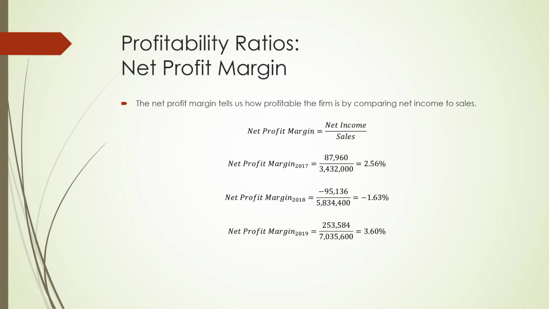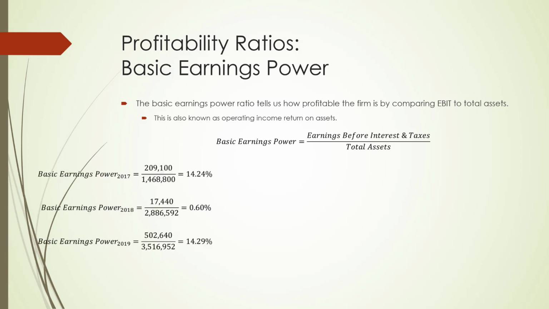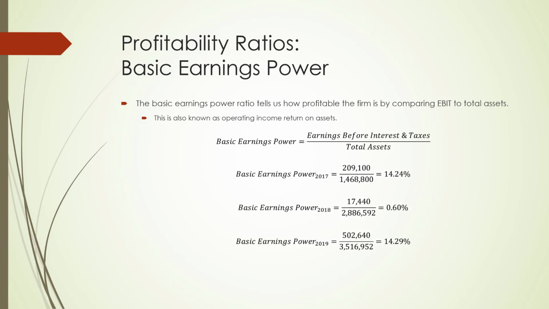There are still other ways to measure profitability, and the rest of these that we're going to look at compare an income measure to some balance sheet item. So the first of these is the basic earning power, and this is simply going to be EBIT divided by total assets. This is very similar to the next one that we're going to look at, which is return on assets, but we're using operating earnings rather than net income. So here you can see basic earning power was 14.25% in 2017, fell to almost nothing in 2018, and then it's expected to rise back up to about the previous level in 2019.